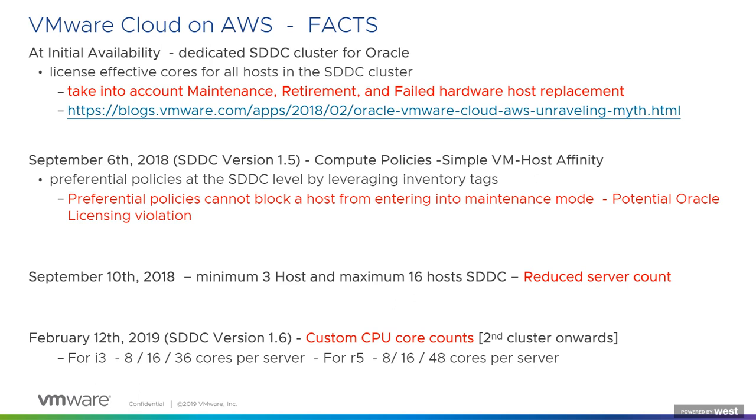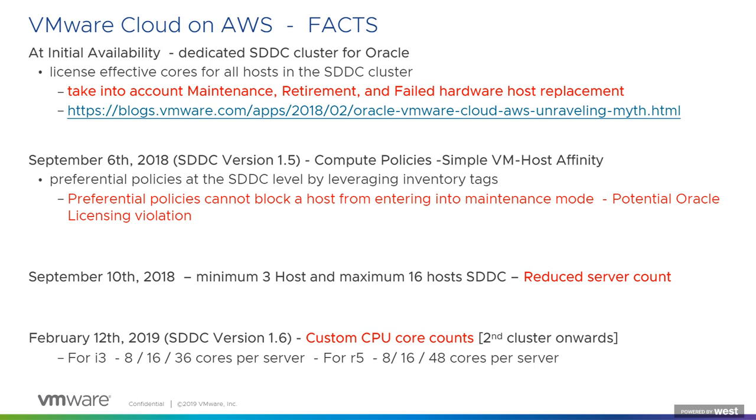A couple of facts when we talk about Oracle licensing and running Oracle workloads on VMware Cloud on AWS. At initial availability, with the dedicated SDDC cluster for Oracle, we essentially had no choice but to license effectively all cores for all hosts in the SDDC cluster. Keep in mind, when this solution first came out, we had to take into account, even now, the maintenance, the retirement, and the failed host, the hardware host replacement. And essentially that's described in the blog article there.